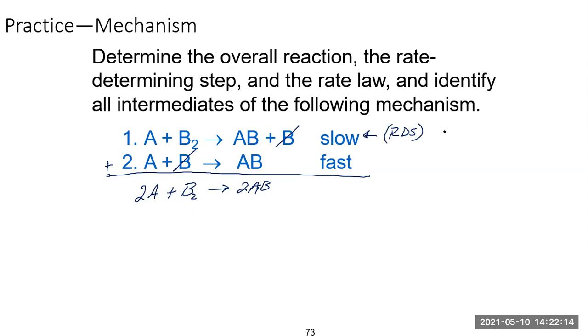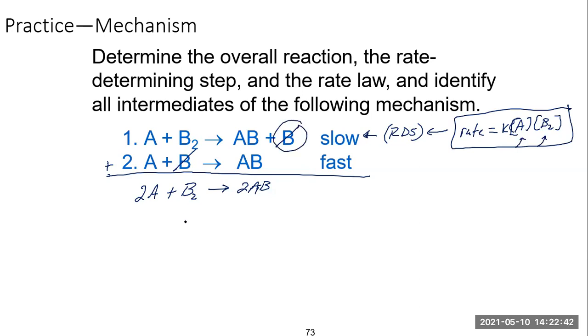So we can simply write our rate law like we would for this elementary step, where the rate is equal to k times A times B2. And this should be both the rate law for the RDS and thus the rate law for the overall reaction. We also see that we don't have any intermediates in there, which is good, right? Speaking of intermediates, we see in this case that B would be our intermediate here.